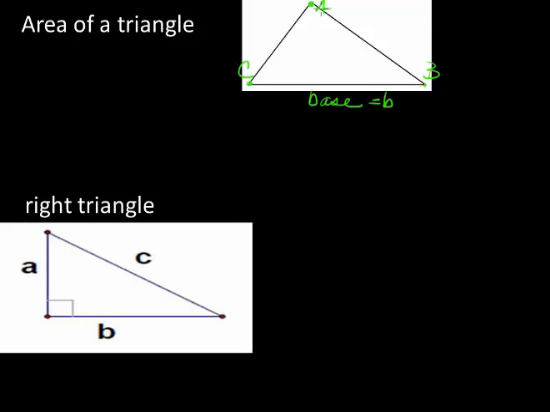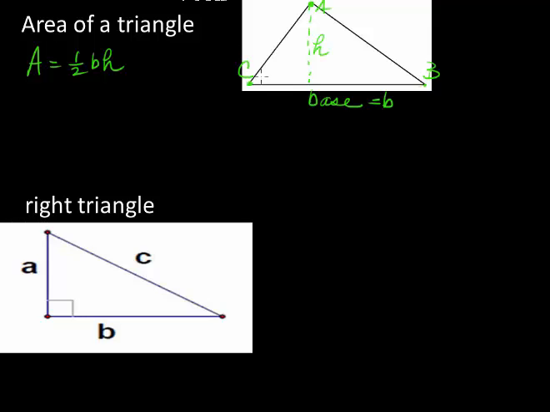If I use this as base, then the height of the triangle is the perpendicular distance to the base from the opposite vertex, which is A. And we'll call this H, the height. We know that the area of a triangle is 1/2 its base times height. This formula is important.